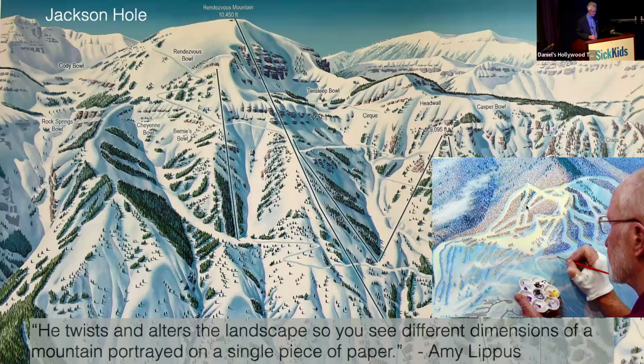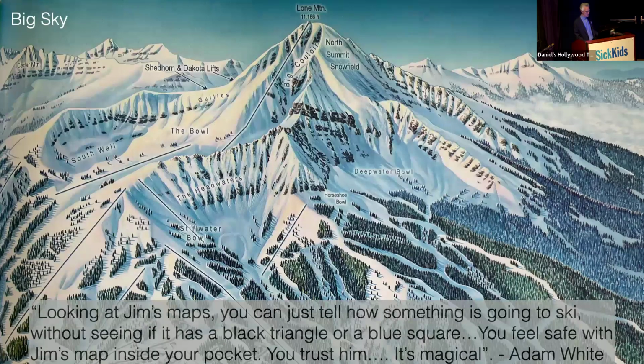And these quotes are really nice. These are from that book I mentioned. He twists and alters the landscape so you can see different dimensions of the mountain portrayed on a single piece of paper. Here's Big Sky, another incredibly vast mountain that's almost like a pyramid. There are about 270 degrees around this mountain, with sides over here and over here that are really on opposite sides of this peak. But he flattens it and gets it all into this single page. And this quote is also great. You can just tell how something is going to ski without seeing it. If it has a black triangle or blue square, you feel safe with Jim's map inside your pocket.